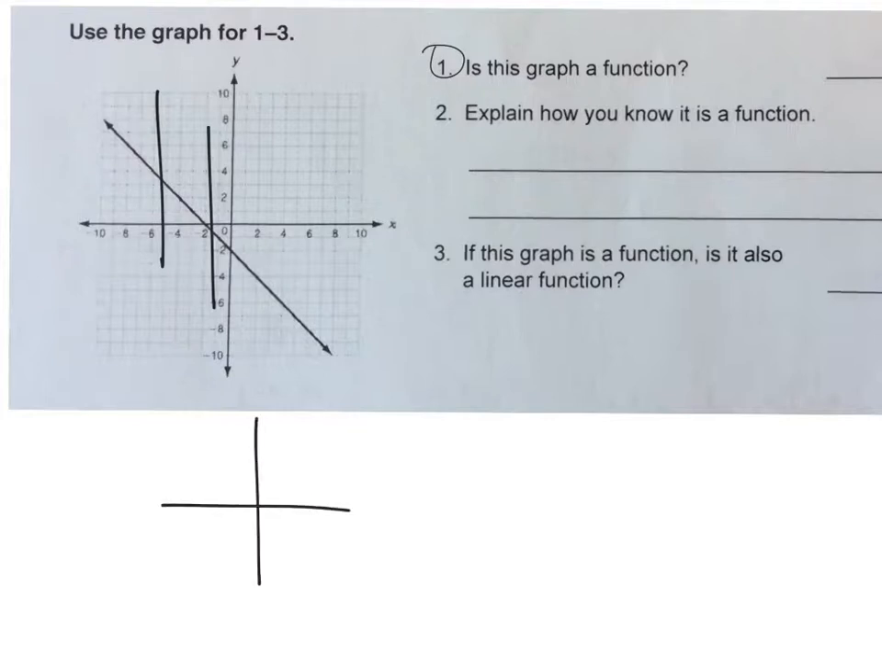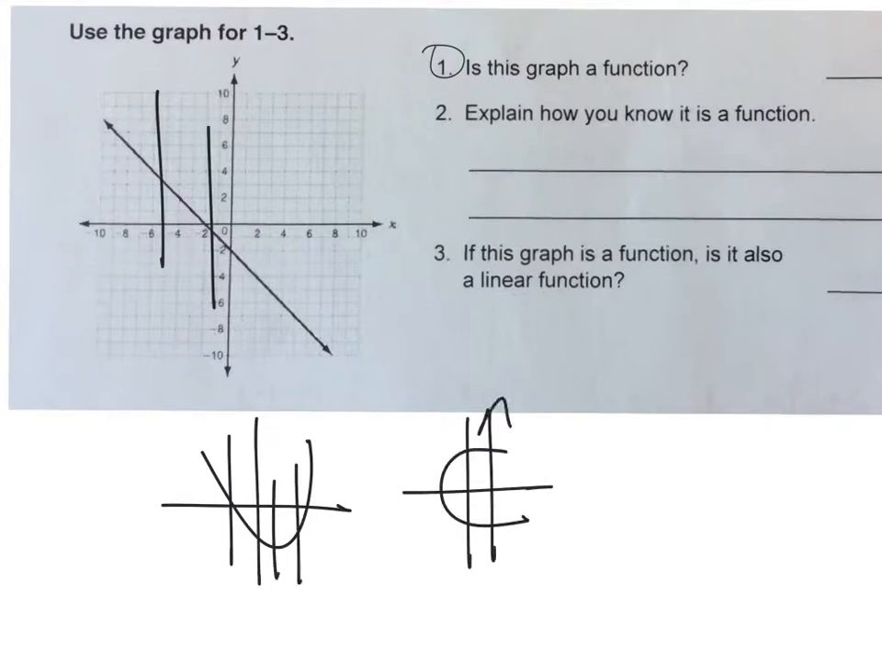For instance, if you had a graph that looked like this, it only crosses one time. But if you had a graph that looked like this, when you drew a vertical line, it would touch in this spot and this spot. So that would not be a function. So each one of these touch one time, therefore it is a function. And then it says explain how you know it's a function. Well, again, it passes the vertical line test.